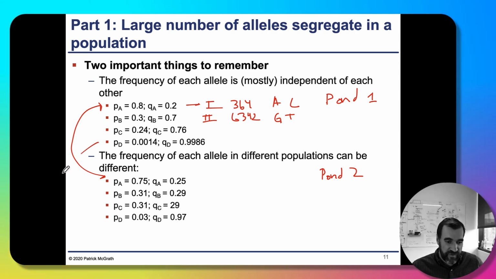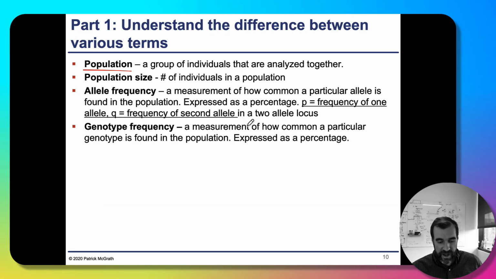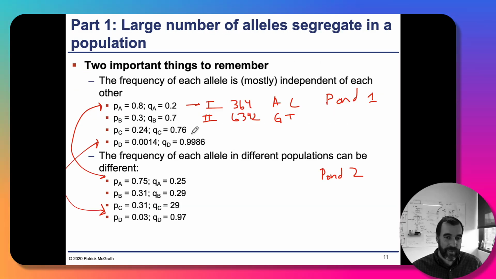But there can be very profound differences. So if we look at this last one, this allele is 20 times more common in pond 2 than pond 1. And so, just to belabor the point, you're calculating these numbers for specific populations, and these numbers do not necessarily need to be the same.